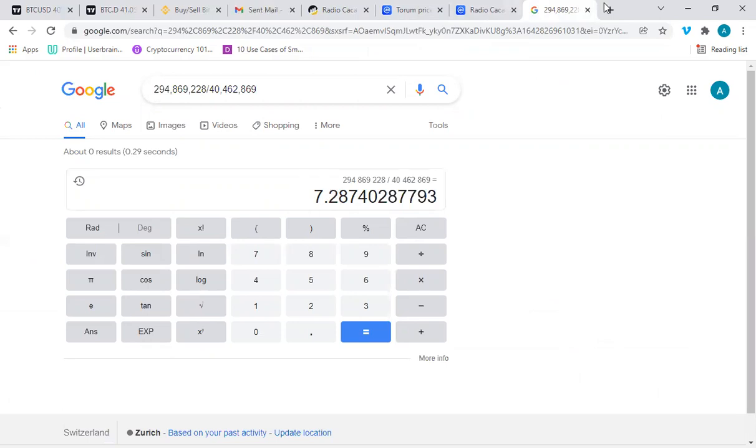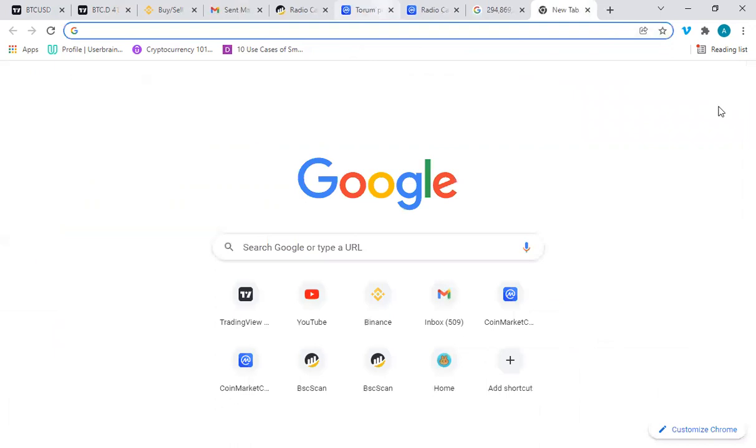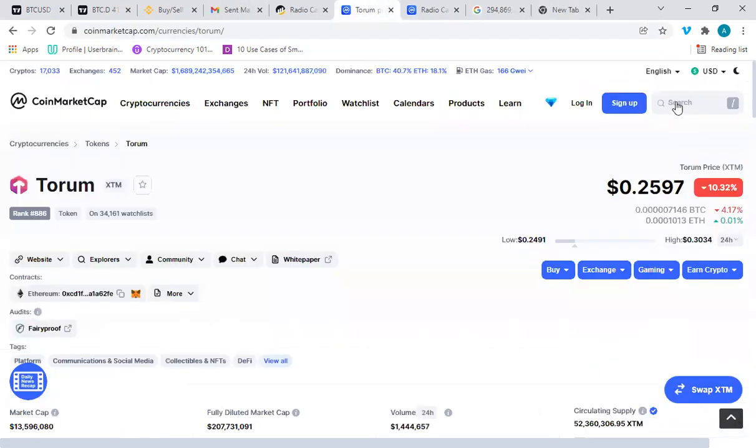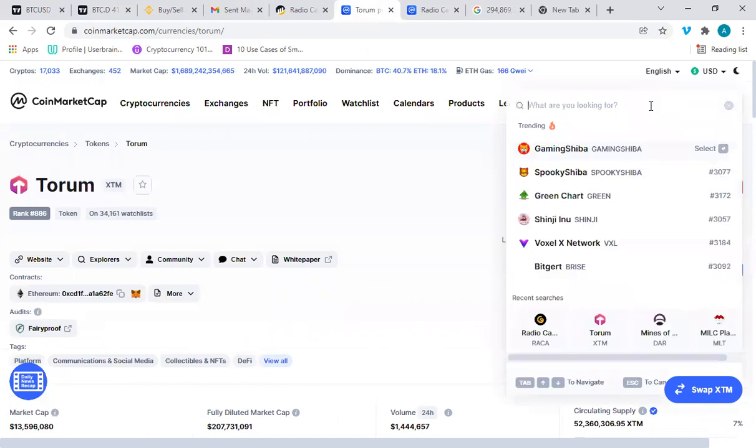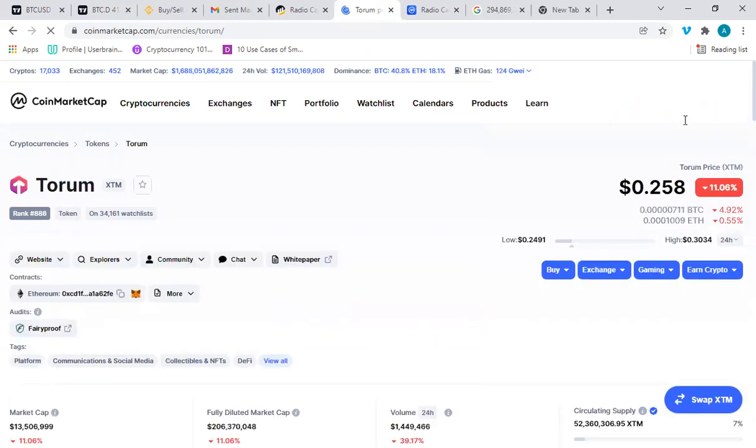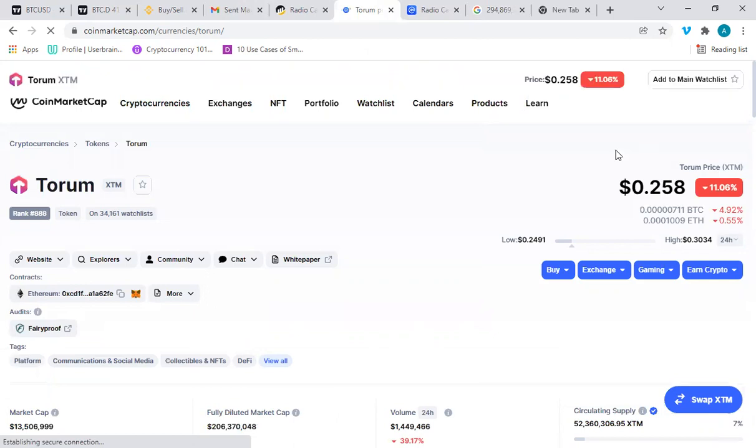Now let me show you one coin that has a high NVT ratio. I'm not trying to tell you that this coin is not a good buy. I'm not trying to tell you that the coin is not a good buy or is a good buy. I'm just trying to calculate.